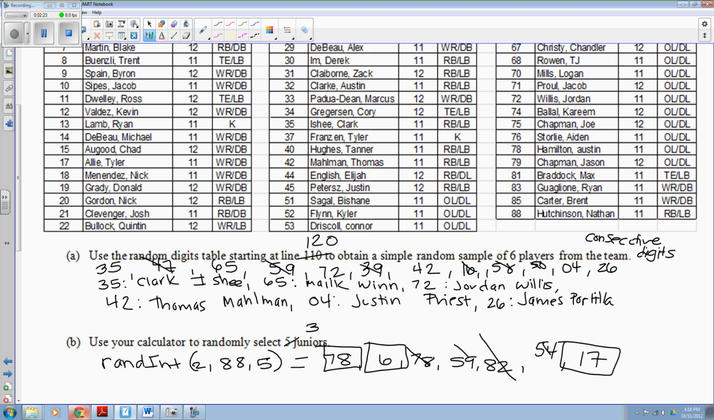Using the calculator, most likely you have different numbers, and that is okay. So I'm just going to write the people that I chose in my sample, because again, the whole point is who is selected, not just the numbers that you got. So Austin Hamilton, 6 is Colton. And my last one is 17, Tyler Alley. So again, the purpose is selecting the people.